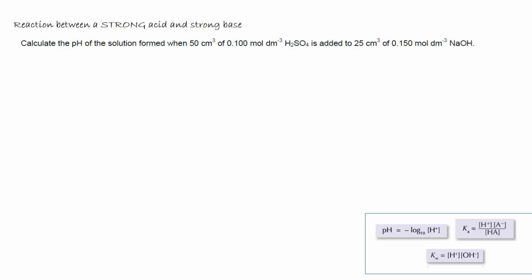Here we go then, let's look at our example number 1, where we say calculate the pH of a solution formed when 50 cm³ of 0.1 mol dm⁻³ H2SO4 is added to 25 cm³ of 0.15 mol dm⁻³ of sodium hydroxide. Note that H2SO4 is diprotic. If you want to remember how to do diprotic, look at this video now.